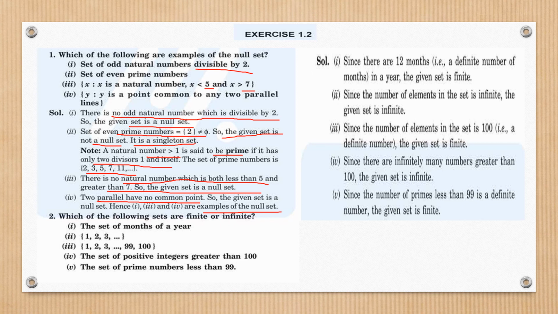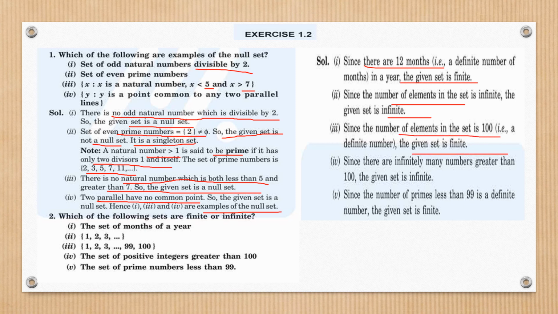So you know there are 12 months in a year. So it's a finite set. 1, 2, 3, and so on clearly means that it is an infinite set. 1, 2, 3, and so on up to 100. So the first and last elements are there, so definitely definite elements are there. So it's a finite set.